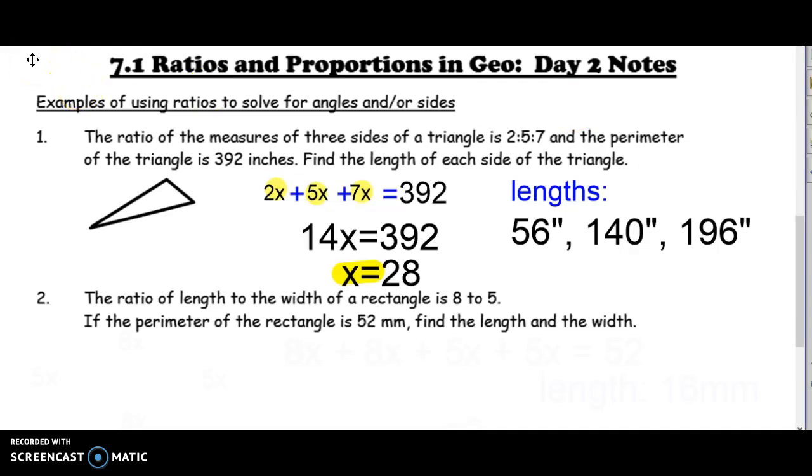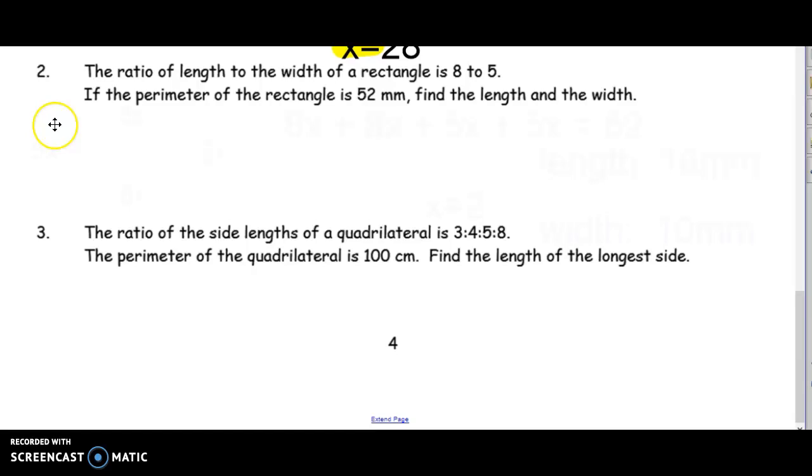If you feel comfortable with this question, we're going to move on to problem 2. If not, stop it and ask one of us for help. Problem 2 uses a different shape. It says the ratio of length to the width of a rectangle is 8 to 5. If the perimeter is 52 millimeters, find the length and the width. See if you can draw a picture and label the sides.